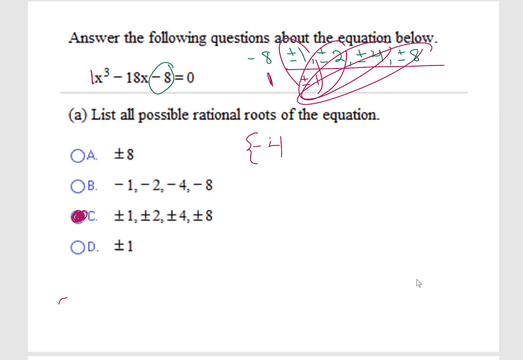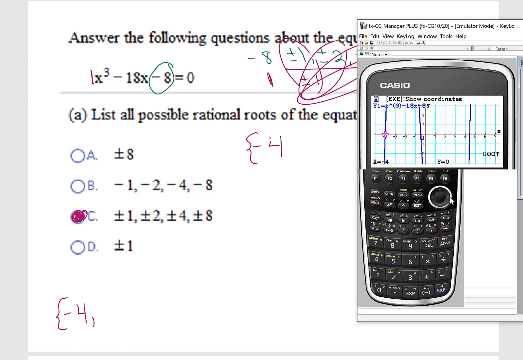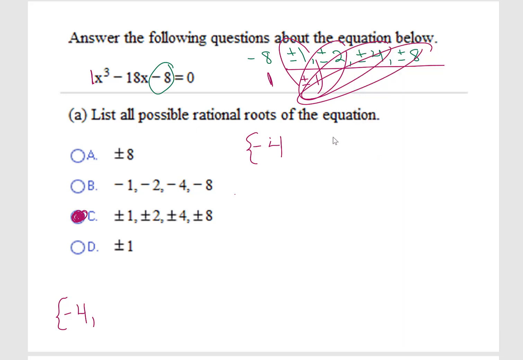Oh, let me put that at the bottom. Let's see what else we have. Definitely an irrational one right there. And another irrational one. Okay, so I have -4, and that's good because that's the starting point. So now I can use that in synthetic division to take it down to a quadratic equation.